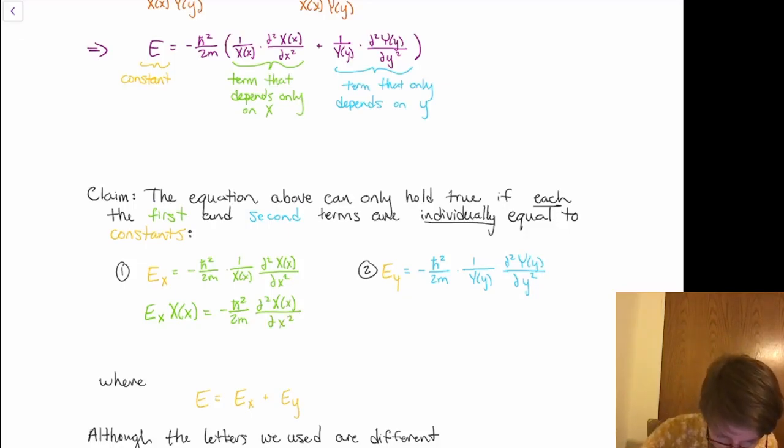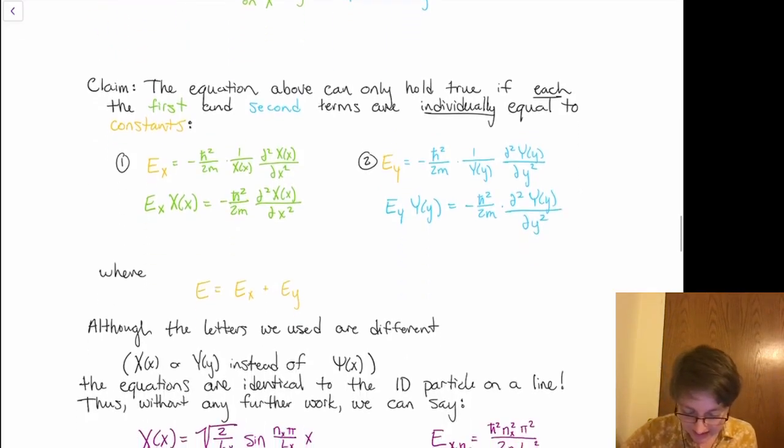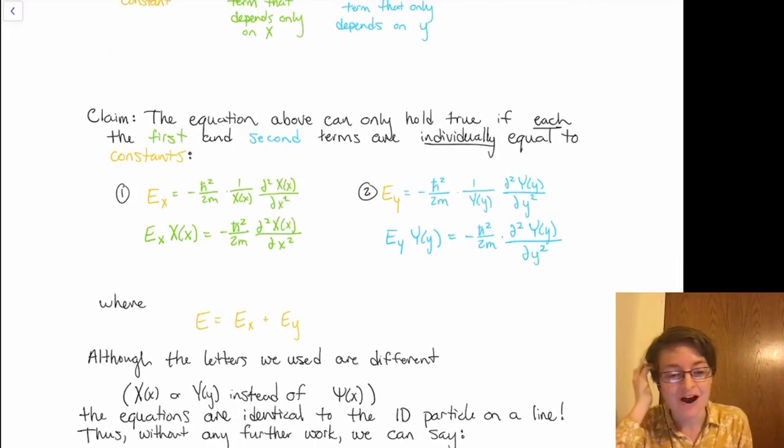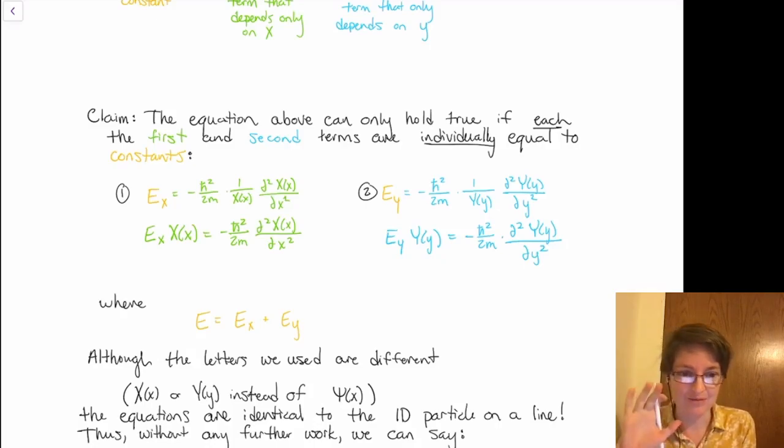And similarly for my y function, if I multiplied equation 2 on both sides by y, then I would get that e times y, in this case instead of psi, is equal to negative h bar squared over 2m times d squared of the y function with respect to my y variable. And so the letters we used are different, but the expressions are the same. And so the solutions to this set of equations, and we're going to be able to solve both equations independently, are identical to the solutions to the 1D particle on a line case.